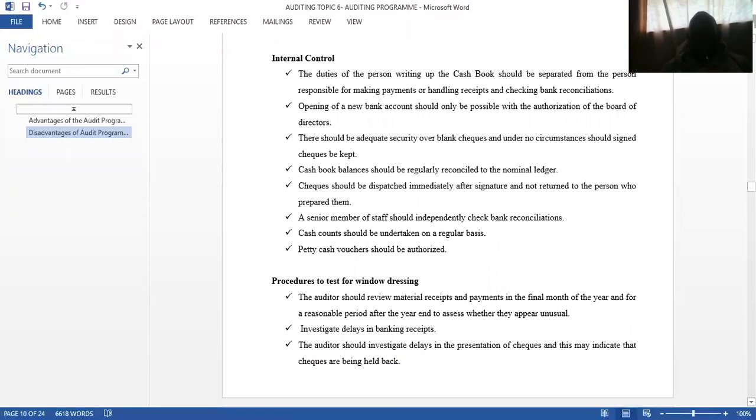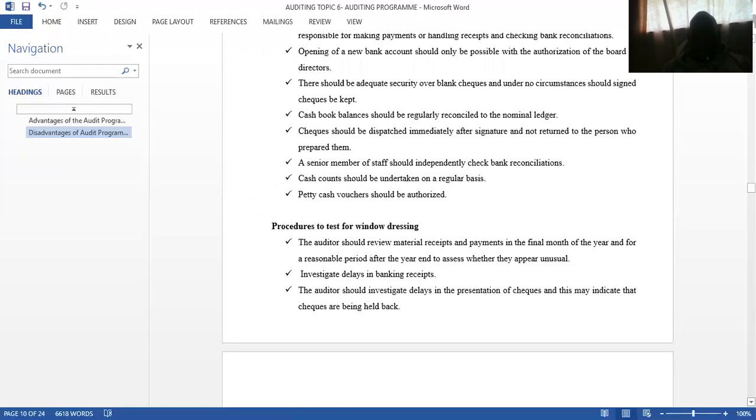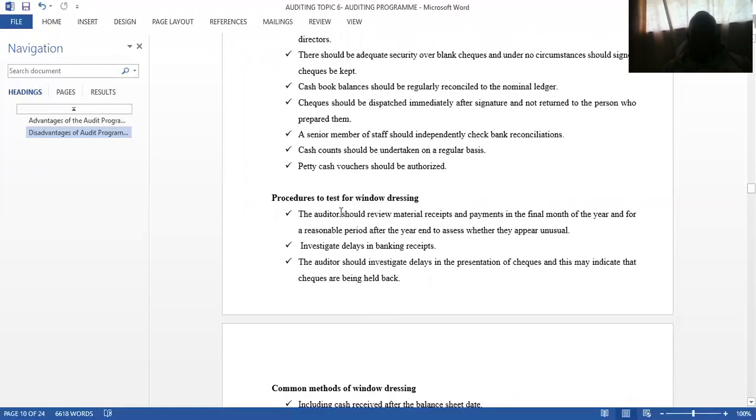How will you confirm whether some cash has been embezzled? What we call here window dressing. The auditor should review material receipts and payments in the final month of the year and for a reasonable period after the year end to assess whether they appear unusual. Investigate delays in banking receipts. The auditor should investigate delays in presentation of checks, as this may indicate that checks are being held back.